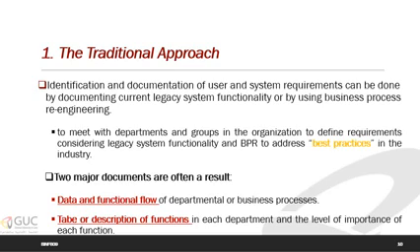Two major documents are often a result of the functional requirements process. The first is the data and functional flow of departmental or business processes, including any changes to those processes. The second one is a table or description of functions in each department and the level of importance of each function. Some functions are absolute requirements, whereas others are nice to have.